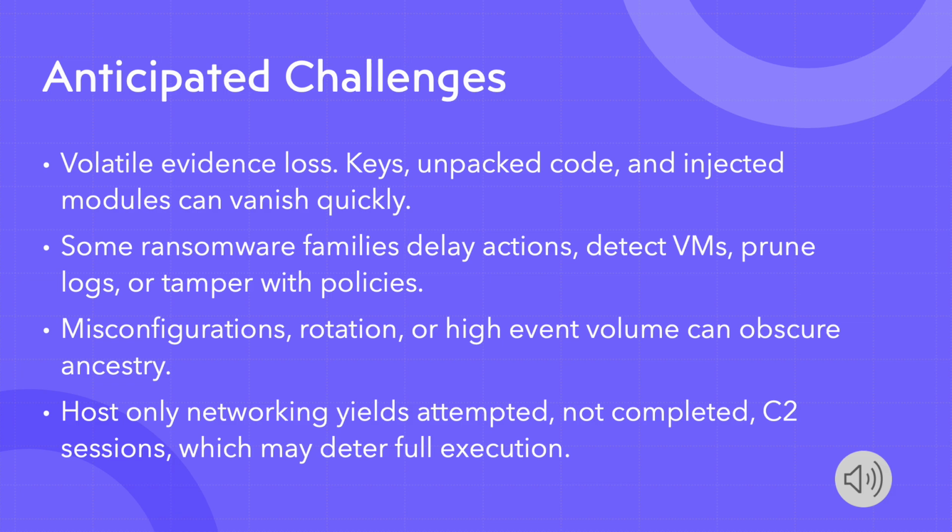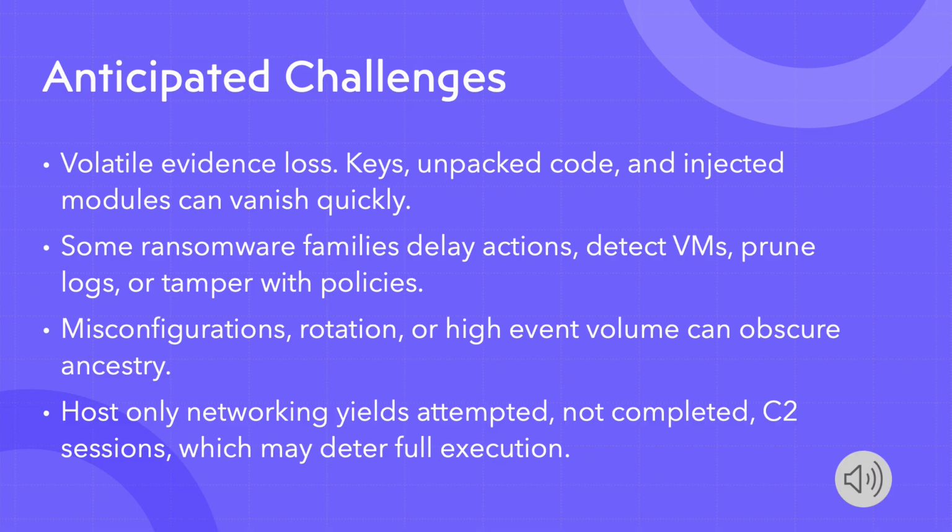We anticipate several challenges in this process. The most critical is the potential for volatile evidence loss. Important artifacts like encryption keys, unpacked code, and injected modules exist only in memory and can disappear quickly. We mitigate this by using a fixed memory capture trigger. This happens during or immediately after the encryption onset. We then immediately hash it to verify its integrity.